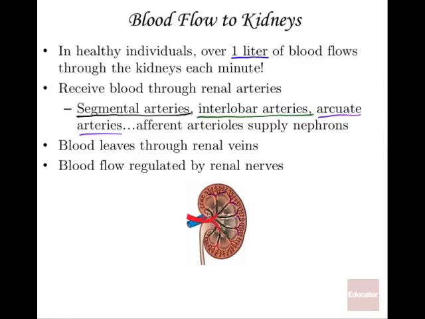So blood leaves through the renal veins. So you have this blue little tube here. The renal veins take blood out of the kidney, the blood that hasn't been filtered out to make urine. And of course, blood flow is going to be regulated by nerves. They're called renal nerves.